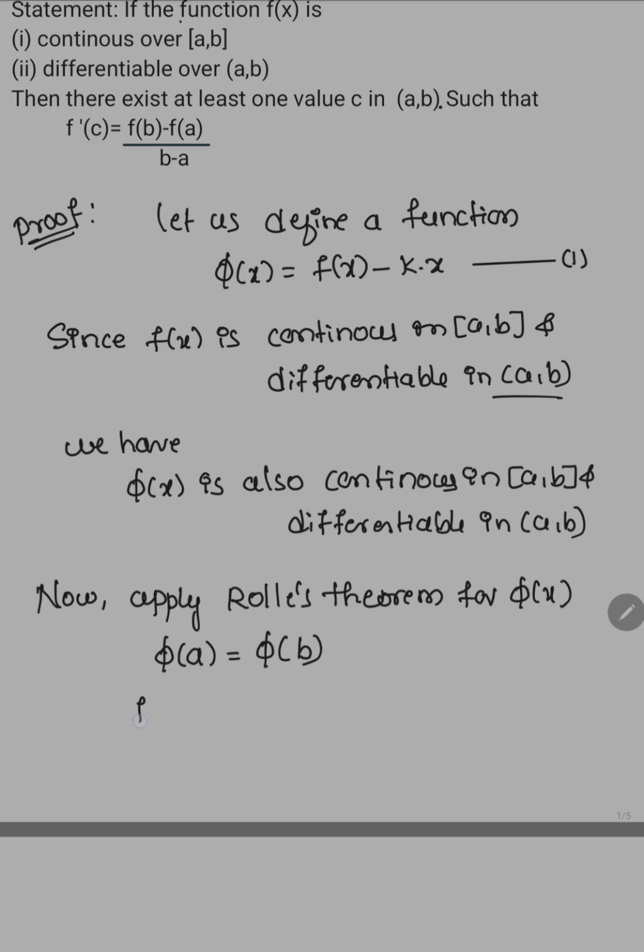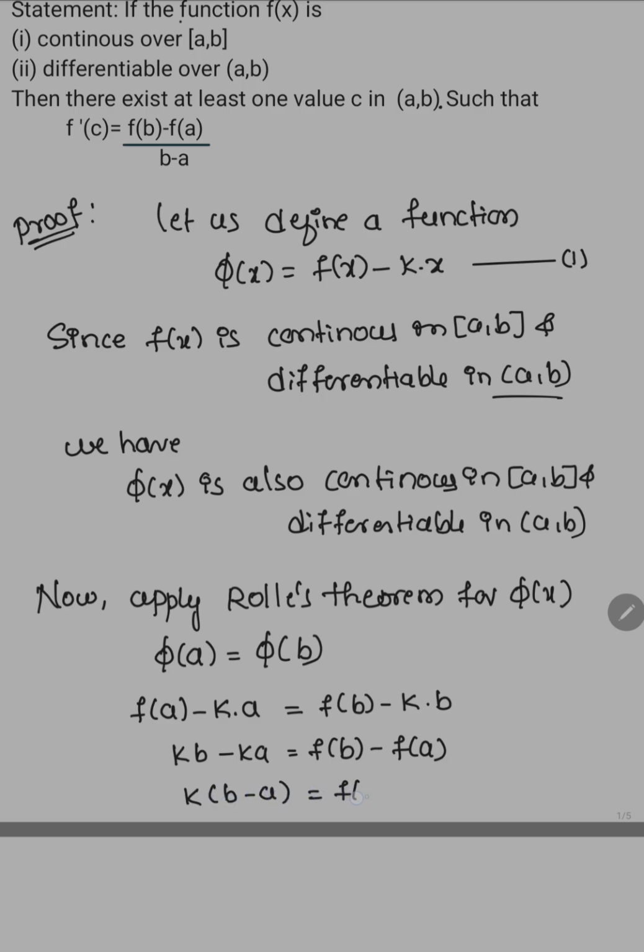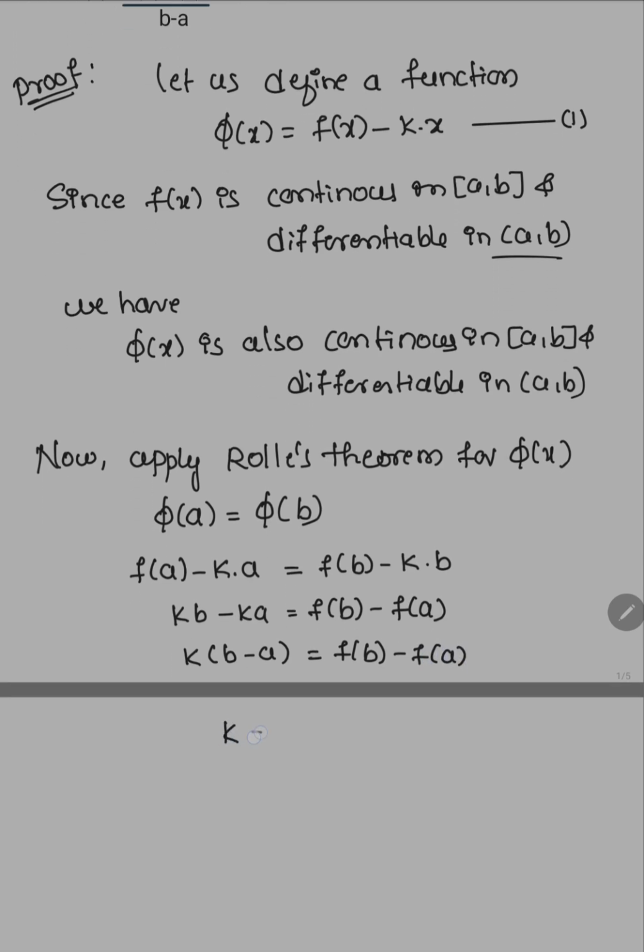From equation 1, f of a minus k into a equals phi of b, which is f of b minus k into b. So f of b minus f of a equals k into b minus k into a. Taking k common, k into b minus a equals f of b minus f of a. So k equals f of b minus f of a divided by b minus a.